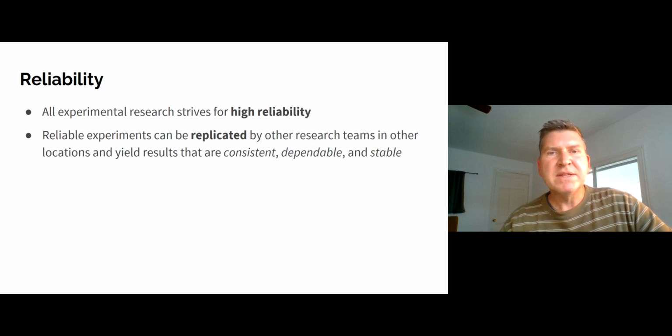So reliable experiments are ones that could be replicated by others. If you have conducted a research study with participants and you've detailed exactly the steps that you went through, others that follow the same steps should find results that are consistent, dependable, and stable, meaning each time they run the experiment, they should get the same results, and it should match what you have already attained with your experiment.